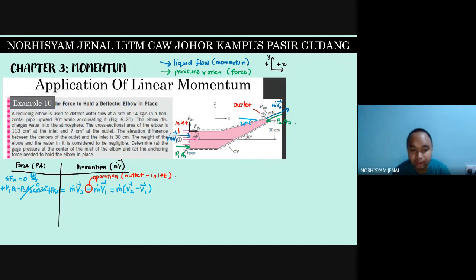Okay. m dot, V2 is available, V1 is available. So at this point over here, the equation will change into, we rearrange the equation. FRX is equal to m dot times v2 minus v1, minus P1A1. So that will be the equation for this particular study.